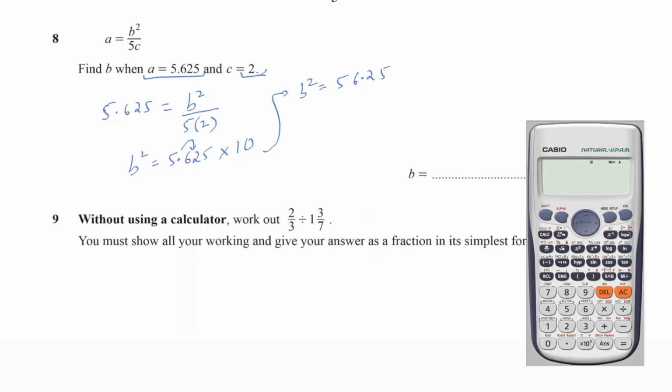Okay. So after that, B will be equal to what? So B squared equals that. So B will be equal to the square root of 56.25. So let us use our calculator now. Square root of 56.25 gives you 7.5. So 7.5 will be the value of B.